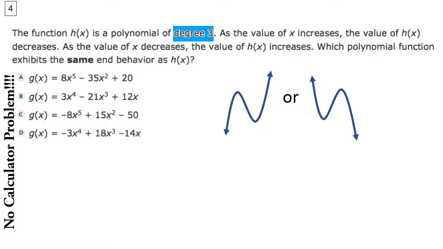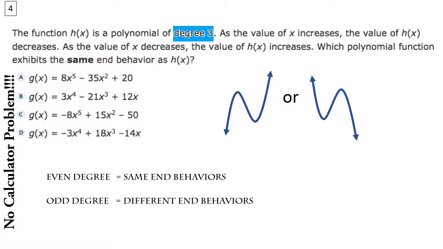Well, let's think about how end behavior works for different degrees, specifically whether the degrees are even or odd. And we've already talked about this in passing. This one focuses on it a little bit more. We know that even degrees are going to have the same end behaviors. Either both sides go up or both sides go down. Whereas odd degrees, they're going to have different end behaviors. One side goes up, the other side goes down.